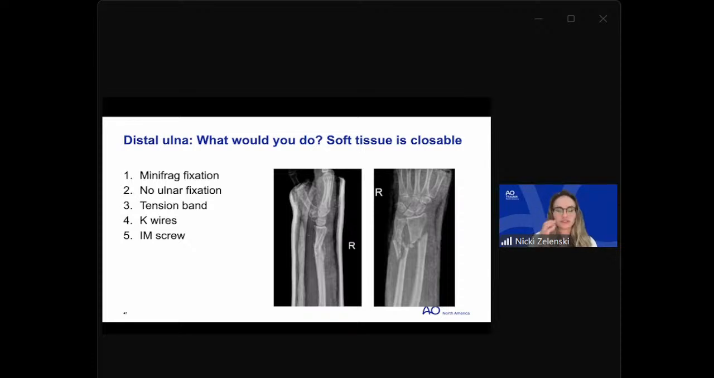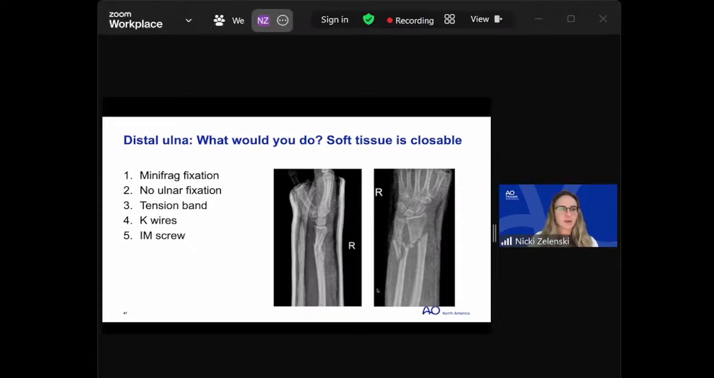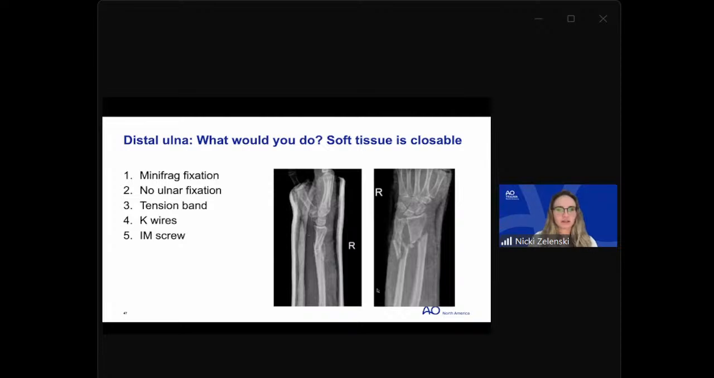What would we do with this ulna? Same options. Mini frag fixation, leave it alone because it's comminuted. It was open at one point. Would you try to do a tension band, K-wires, or an IM screw?